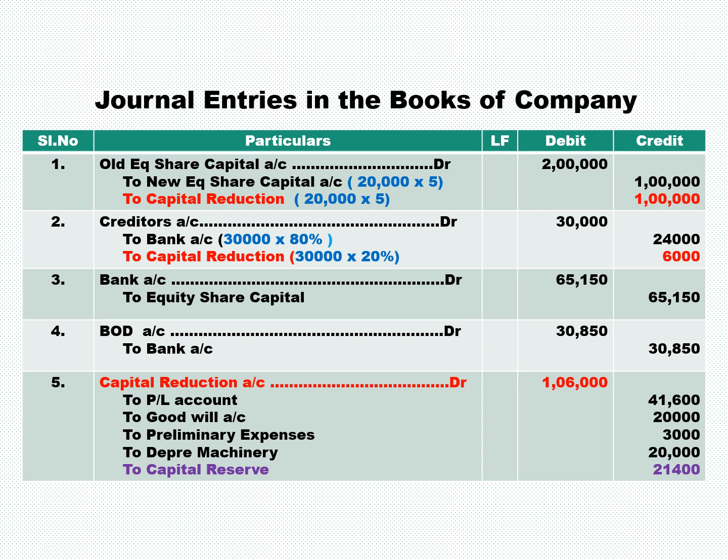Then we have capital reduction account debit 1,06,000. To PL account 41,600 written off. Goodwill written off 20,000. To prelim expenses written off 3,000. To depreciation on machinery 20,000. Remaining 21,400 is called as capital reserve to be carried down to balance sheet.